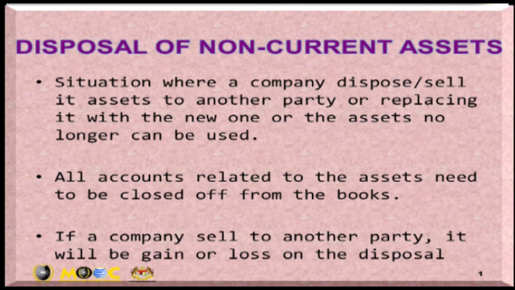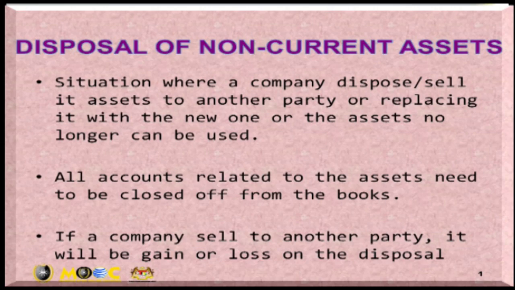So, what does the company need to do when the disposal occurs, or what would be the effect of the disposal? All the accounts related to the asset need to be closed off. So, what are the related accounts? The non-current asset account and the accumulated depreciation account of the respective asset. Another effect is that there will be a gain or loss on the disposal.